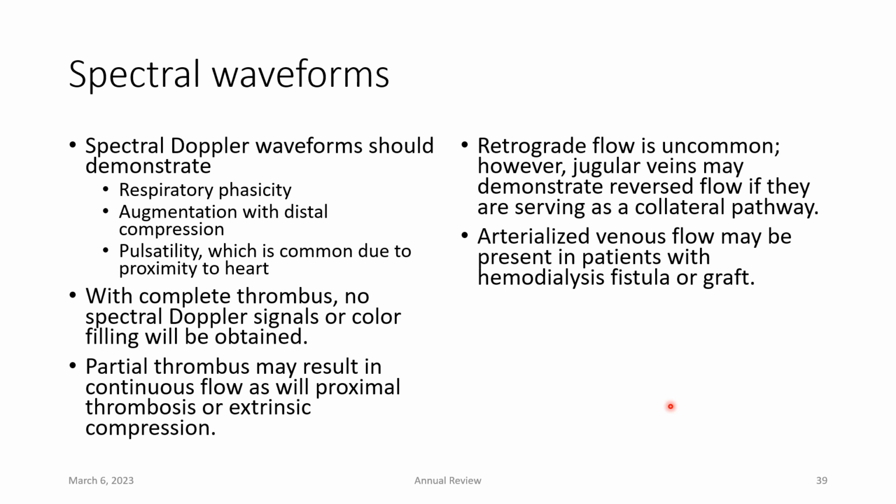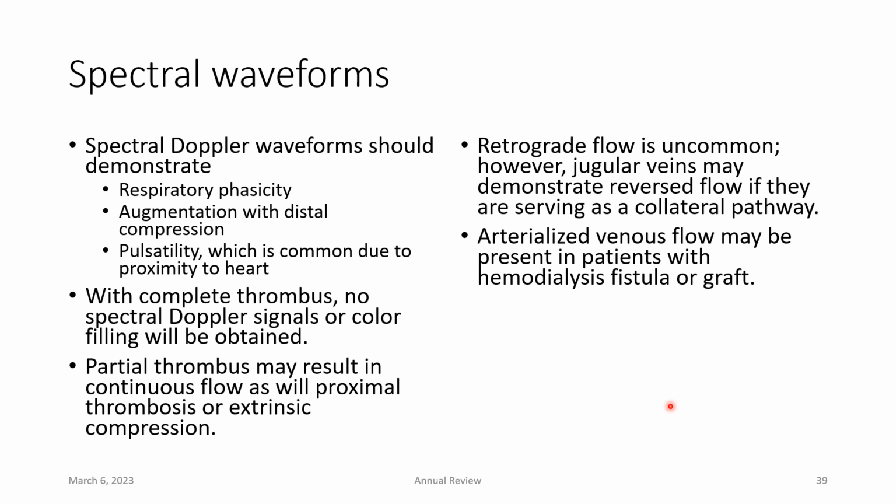We know that where we would see pulsatility in a lower extremity venous vein would be highly unlikely or concerning of heart failure. In the upper extremity, it's not as concerning because of the simple proximity of these veins to the right atria of the heart.